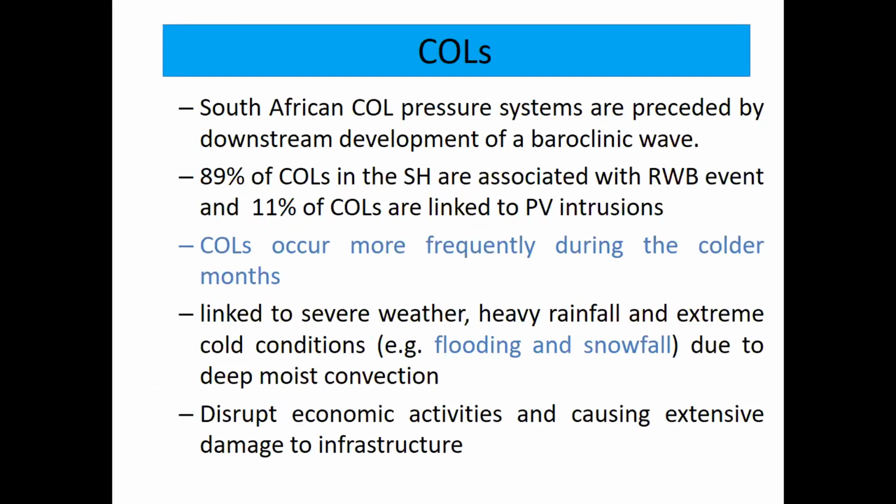And why is it important for communities? Why is this important for society? It's because it comes with a lot of economic disruption, it can halt economic activities, and it can cause damage to infrastructure. Understanding and focusing on cutoff lows is not only important for the climate community, but also for society and the community, which needs this focused information on the ground.